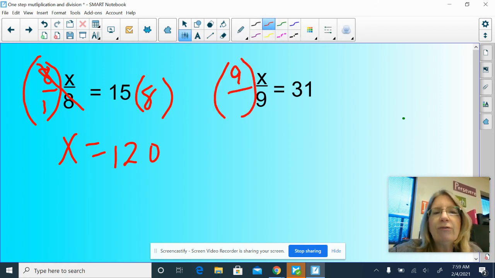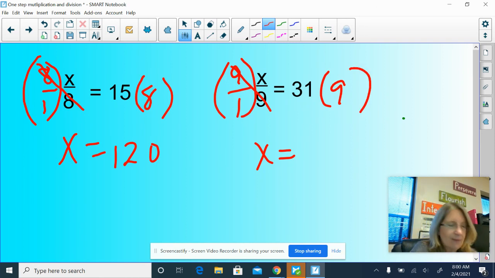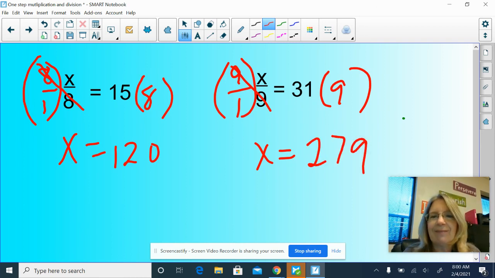Times 9 over 1. 9 over 9 crosses each other out. Now we got x alone. If I multiply the left times 9, multiply the right times 9, and 31 times 9, ooh, that's a fun one, 279. All right, let me just see. I think that was my last, yeah, that was my last one.